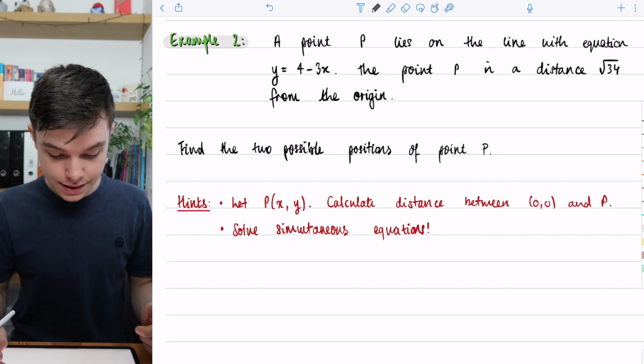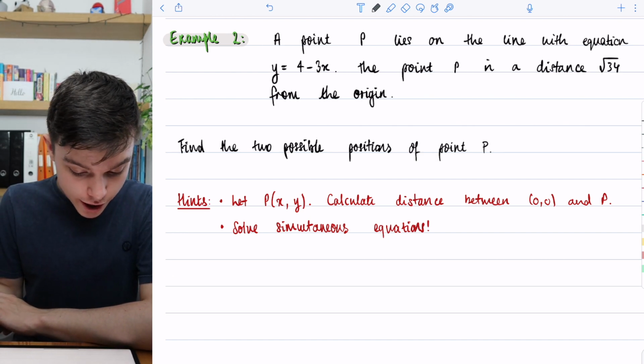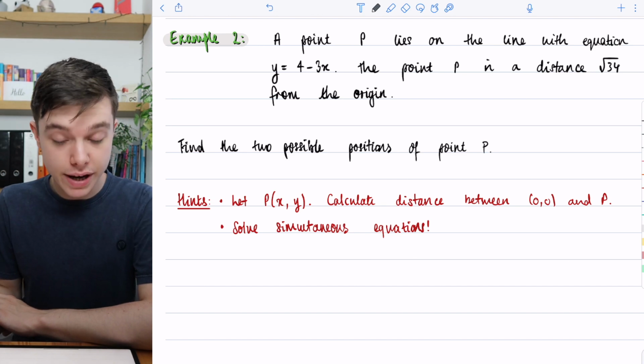Let's have a look at another example. It says point P lies on the line with equation y equals 4 minus 3x.